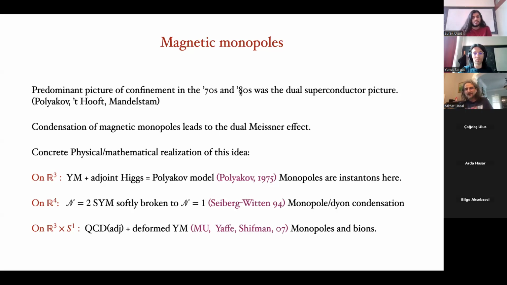However, this was a very reasonable picture, but the mathematically precise formulations of these ideas came a bit later. Actually, Polyakov's work is again from mid 70s. Polyakov on R3, three-dimensional space, in Yang-Mills theory plus an adjoint Higgs field. This is called Polyakov model. He showed that proliferation of monopoles, which are in 3D space instantons, so they are events in space-time, they do not have worldline. So the proliferation of the monopoles can generate mass gap and confinement.